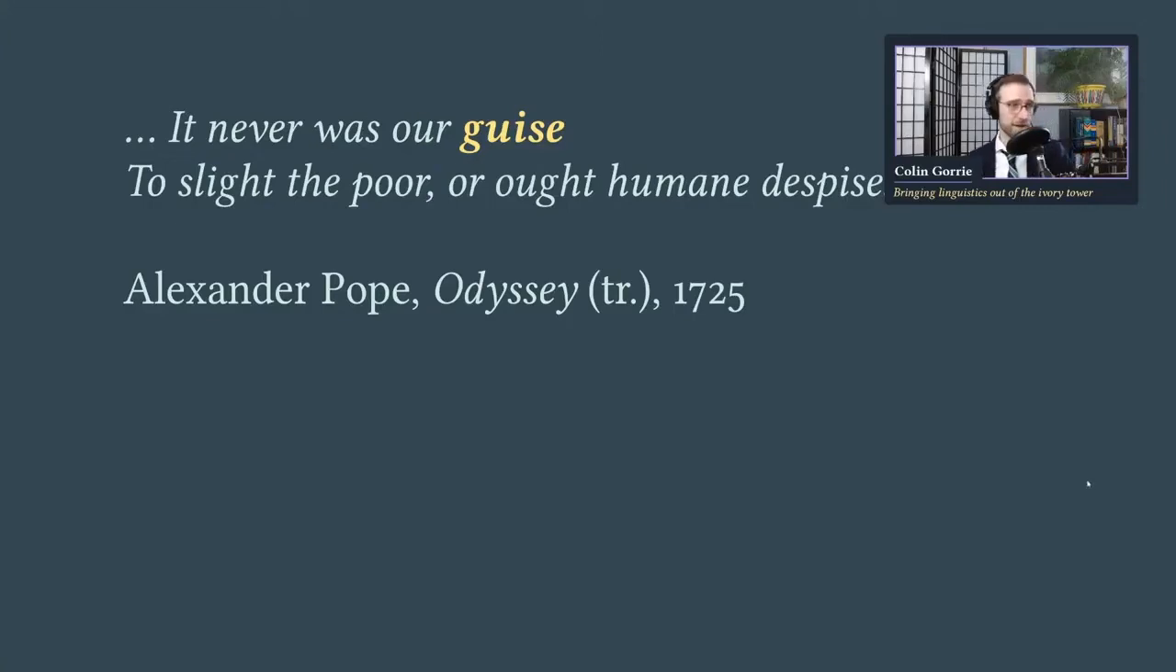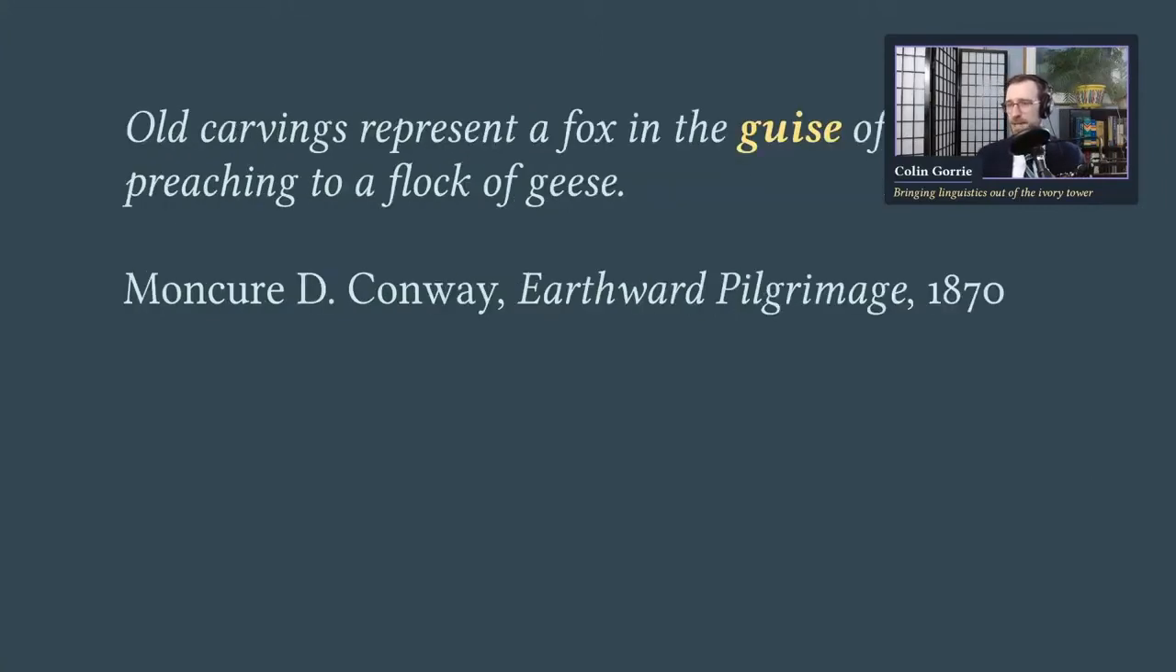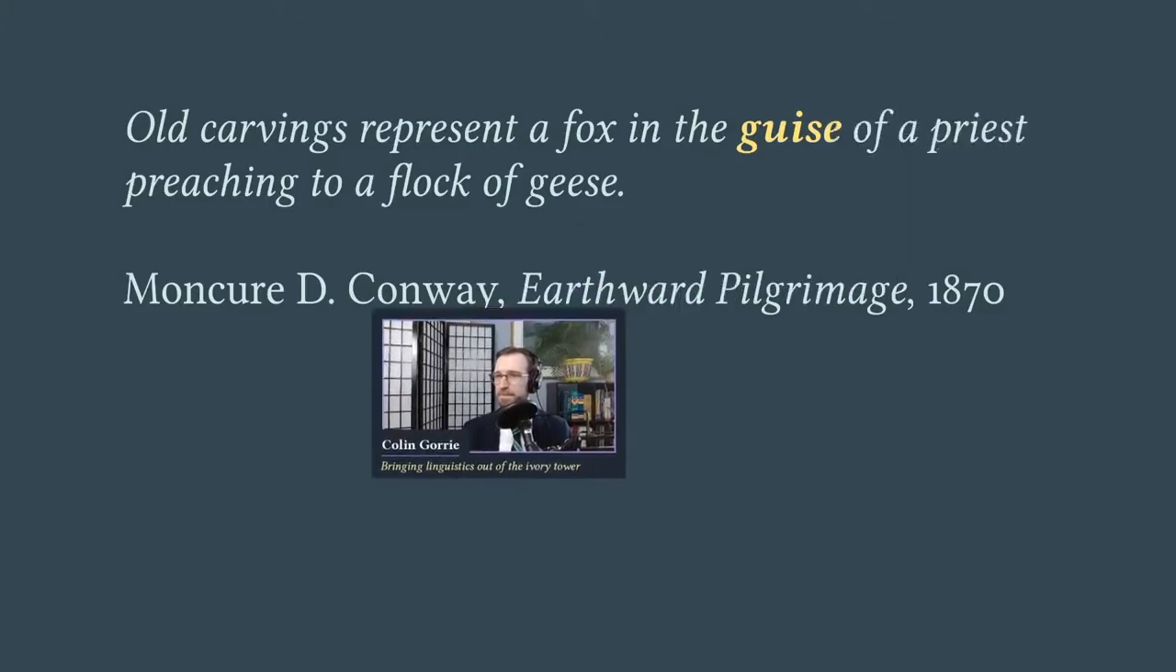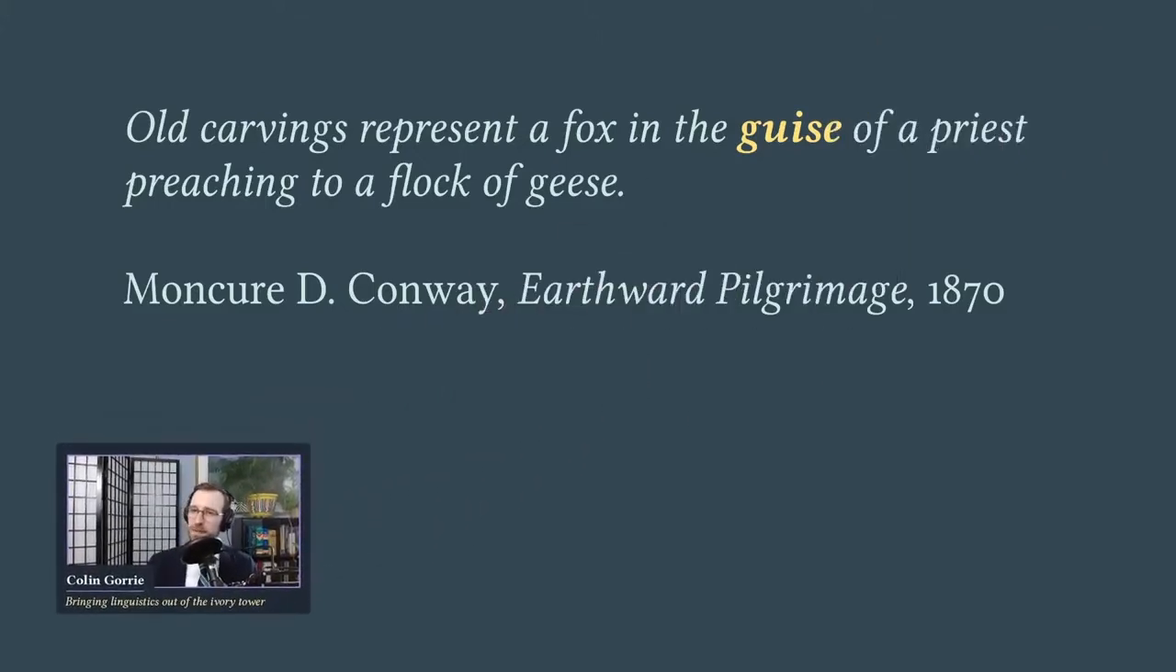It later evolved into its present meaning, which is, you're not missing any, oh no, you are missing something. Okay, I gotta move this again. Old carvings represent a fox in the guise of a priest preaching to a flock of geese. So here we have the meaning of outward appearance. So we go from manner or way into custom or habitual way of doing things into outward appearance. And so that's the path of guise.